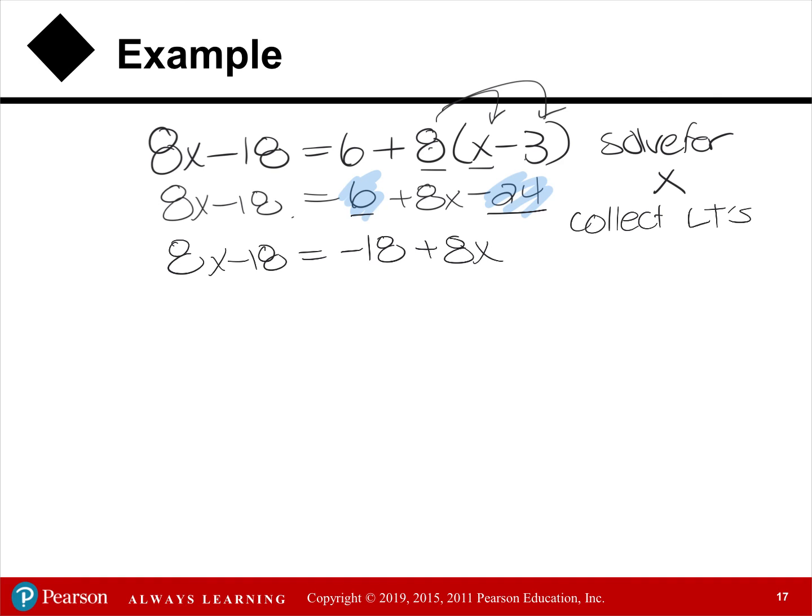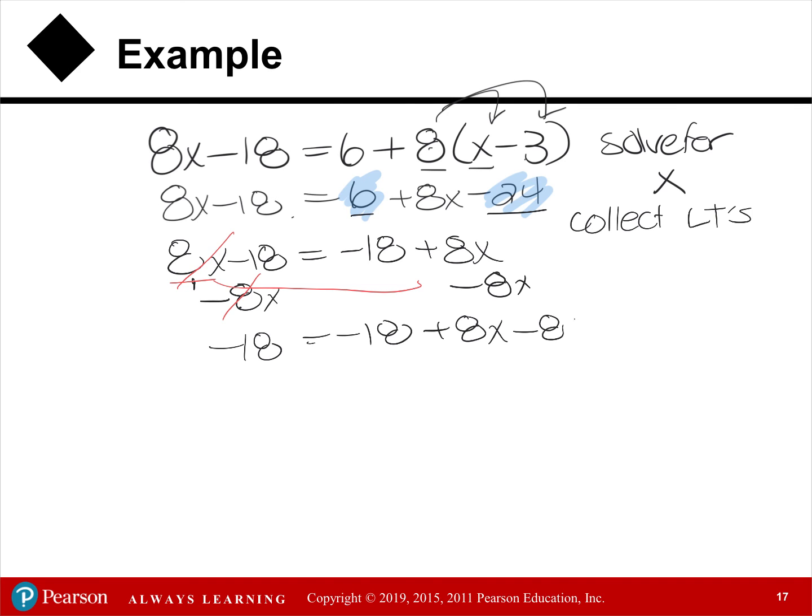Okay, now let's move the x's this time just for fun. So I'm going to go minus 8x, minus 8x. Now look what happens when I do that. I was trying to move this guy to that side. This one cancels off that. So I'm going to rewrite over here. Now I have 8x minus 8x. Uh-oh. Notice that now I just have this, right? Negative 18 equals negative 18.